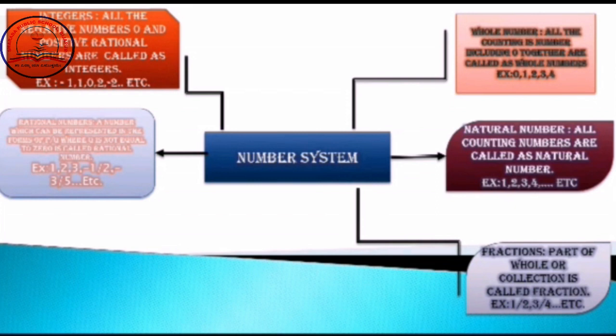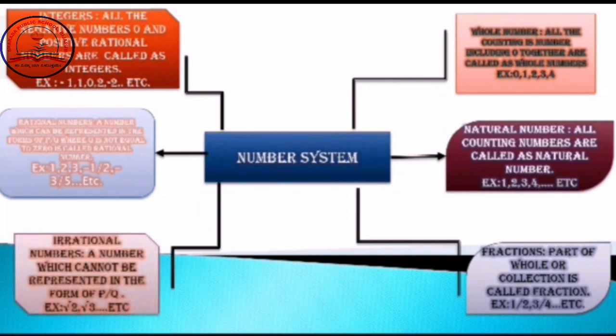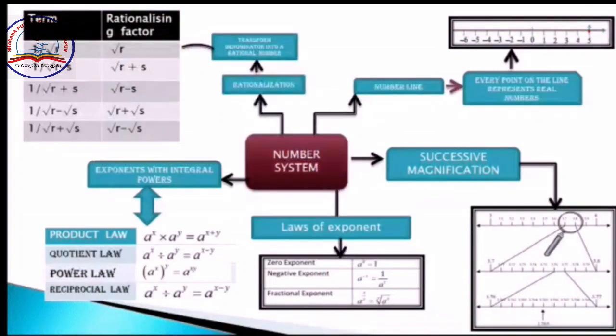Rational numbers. A number which can be represented in the form of p by q, where q is not equal to 0, is called a rational number. For example, 1, 2, 3, -1 by 2, -3 by 5, etc. Irrational number. A number which cannot be represented in the form of p by q.